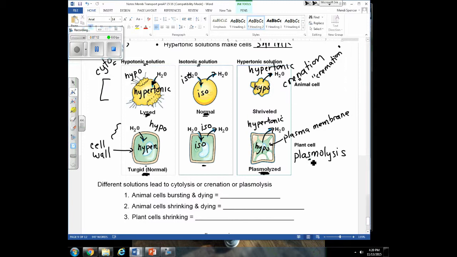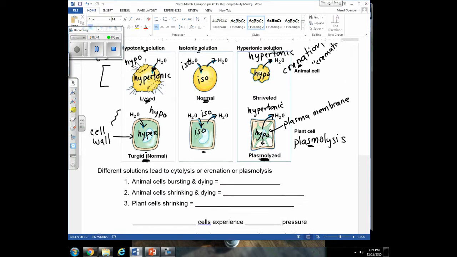Another difference, and another reason why we term these with two different terms, is because an animal cell, if it's suffering from crenation, it dies. It doesn't really come back from that. But if a plant cell is suffering from plasmolysis, if we add water to it, then that cell membrane will move back up against that cell wall as that cell fills up, and the plant cell can recover from that. It usually doesn't die whenever that plant cell has been plasmolyzed.